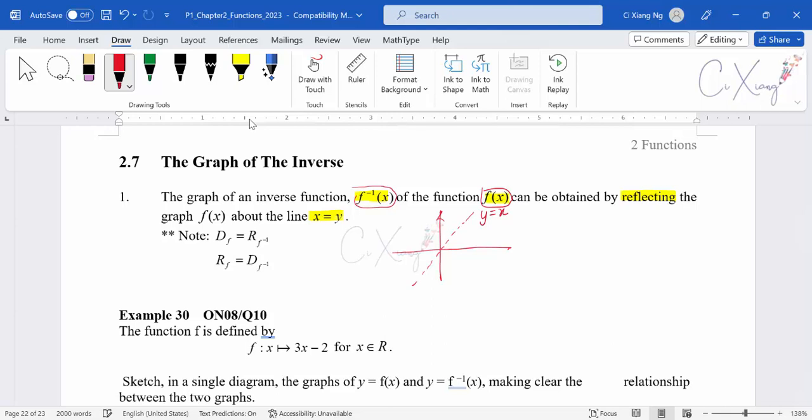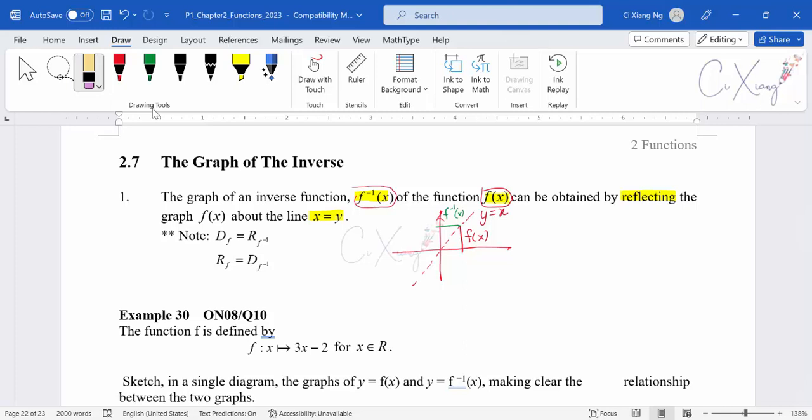Which means that if your original function is a straight line, your inverse function will be reflected in this way. If this is the inverse function, then this is actually my original function. So they are reflecting each other at the line y equals x, where the line y equals x will be the mirror of the inverse and also the original function. So this is what we need to know when you want to sketch the graph of the inverse function.